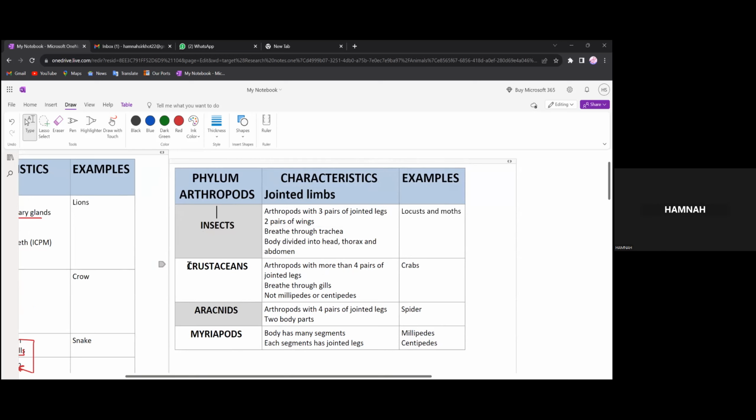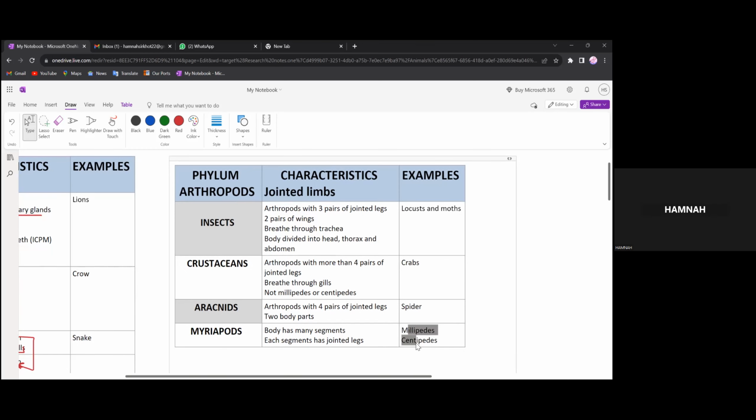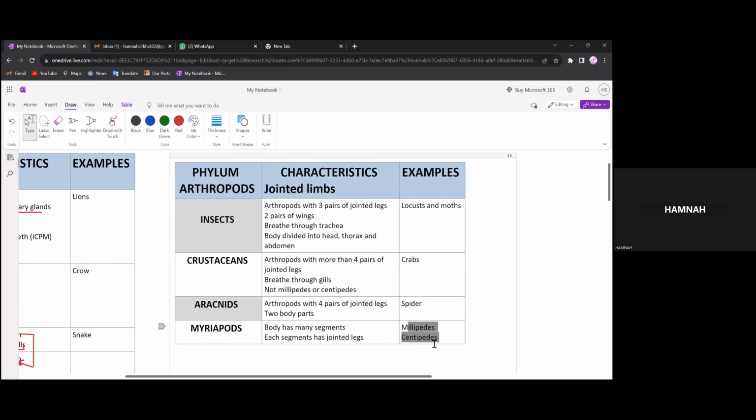Now, these three are also similar to insects. The most similar would be insects and myriapods. You know myriapods? M for M, and when you see M, what do you think? Millipede, centipede. This is how I remembered. Let me have my drawing on.